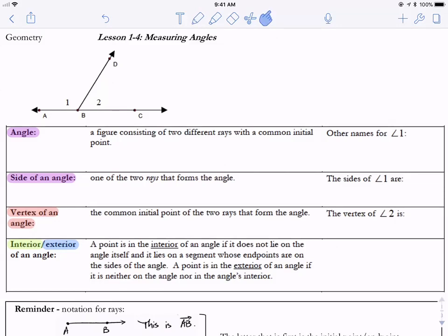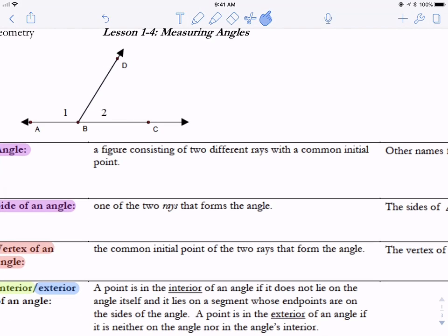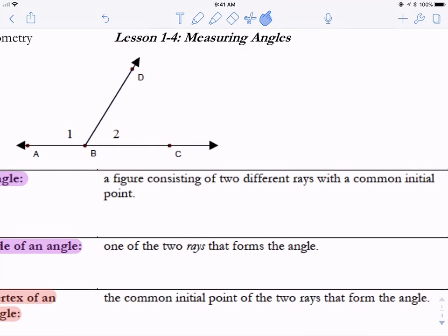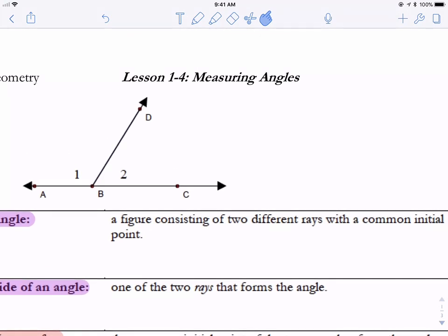So first of all, some definitions. An angle is a figure consisting of two different rays with a common initial point. So for example, ray BD and ray BA are forming angle 1.